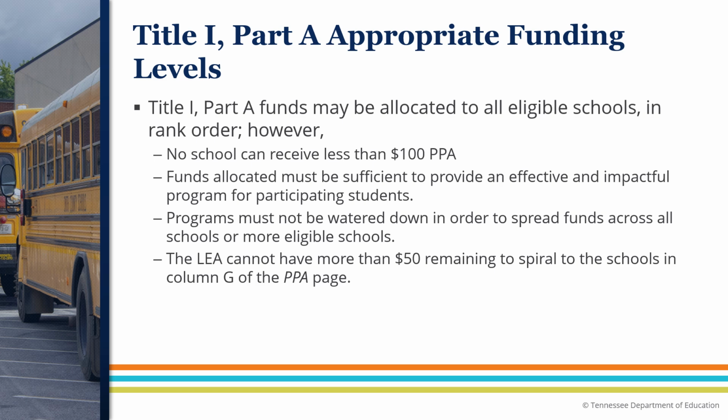Ensure when you're seeing which schools you want to serve and how much money you have available. Remember that no school can receive less than $100. And when you're looking at having a good school-wide program, make sure that you are giving enough money for the program to be effective and impactful. The intent is not to water down funds, just to make sure more schools can be eligible. And as a reminder, at the bottom of the PPA page in column G, you cannot have less or more than $50 remaining.